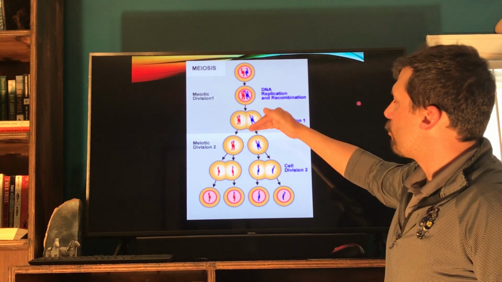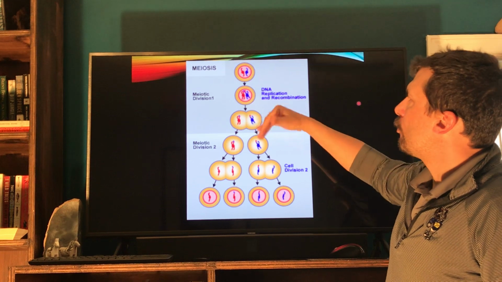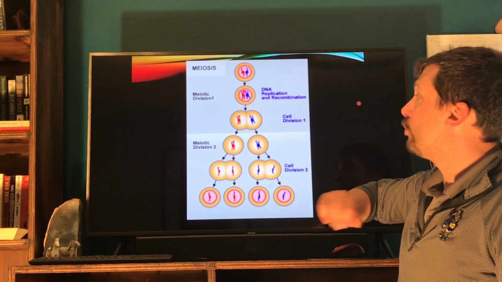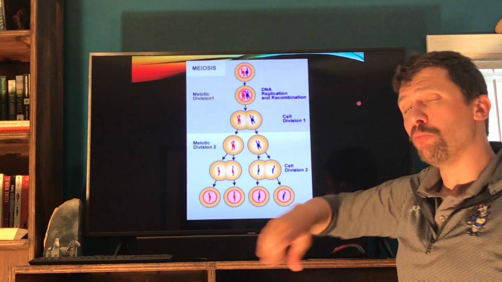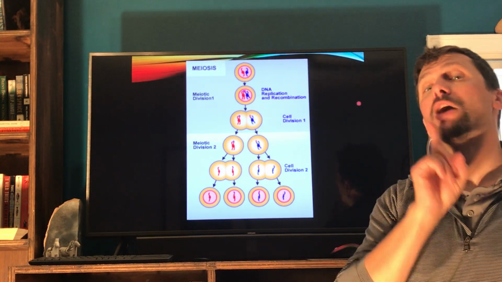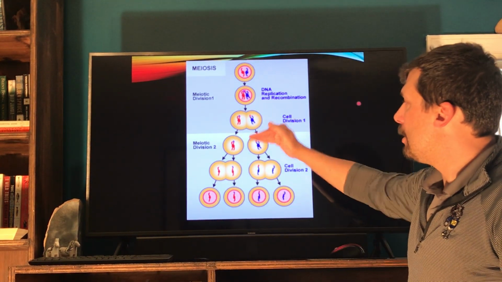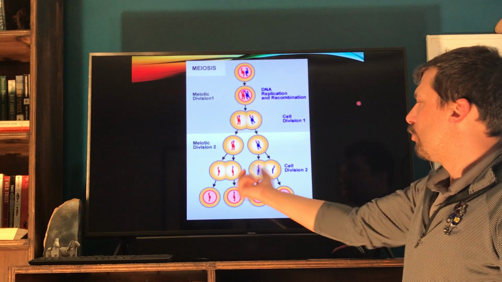Okay, so there's our first round of cell division, meiosis 1. So we went through prophase 1, metaphase 1, anaphase 1, and telophase 1, and we get down here to these two cells. Now I got to go through meiosis 2, but before I can do that, I got to make sure I don't copy my DNA. Remember, I'm trying to cut my chromosome number in half. So here I don't want to copy my DNA, I just want to separate.